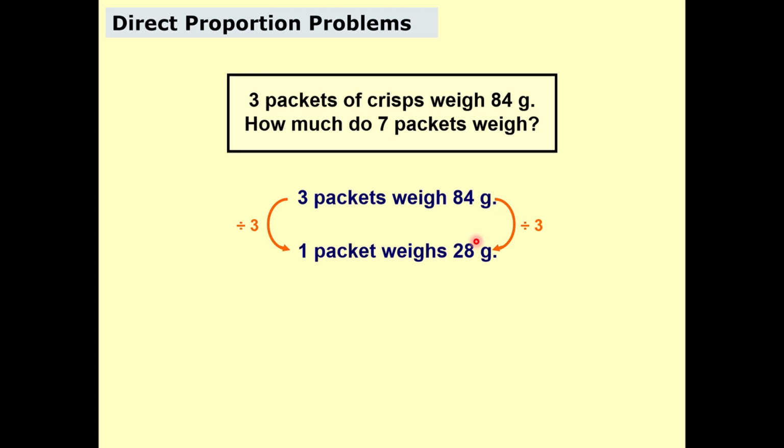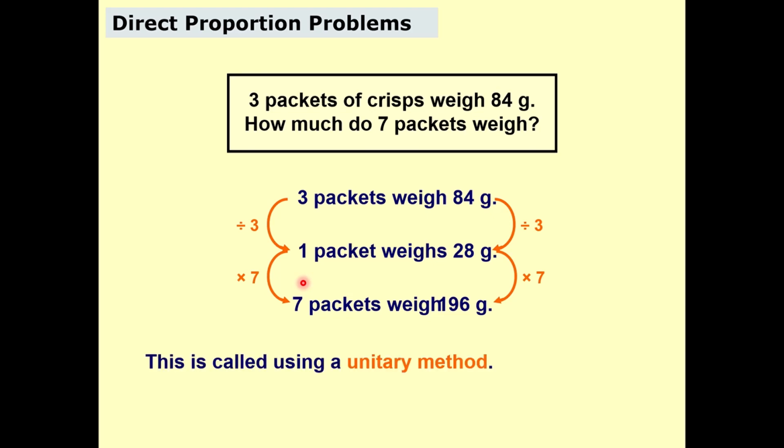Now we can use this information to help us figure out how much 7 packets weigh. So to go from 1 to 7, we need to times by 7. So we're also going to times our 28 by 7 to get 196. So we figured out, if 3 packets weigh 84 grams, how much do 7 packets weigh? We've worked out what 1 packet weighs, and then we've used that and timesed it by the quantity that we're after. Okay, the next examples are the ones that I would like you to copy down. Also, just to add, this is called the unitary method because we're finding out what 1 unit is worth and using that to help us answer our question.